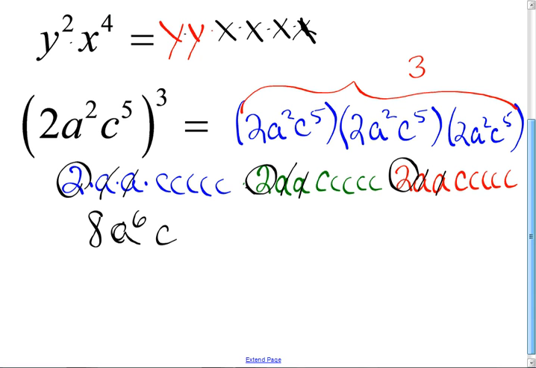I got 5 here. 5 and 5 is 10 and 5 is 15. Do you know what I'm doing with the exponents? Am I adding or multiplying? I'm adding. Okay, have a seat, please.